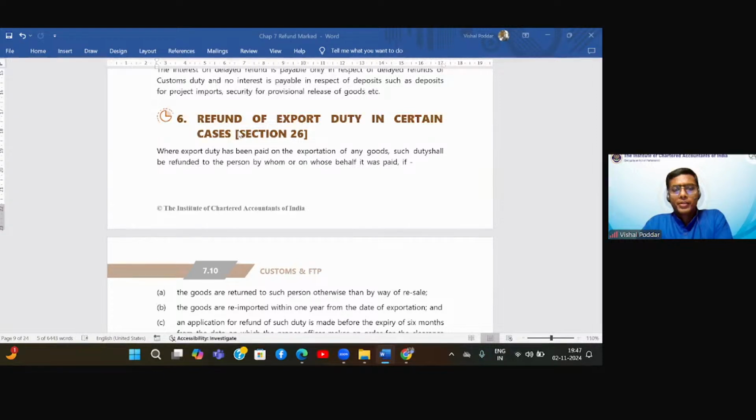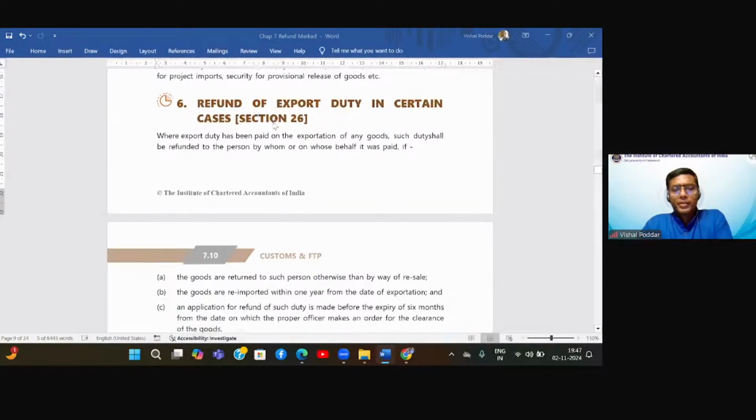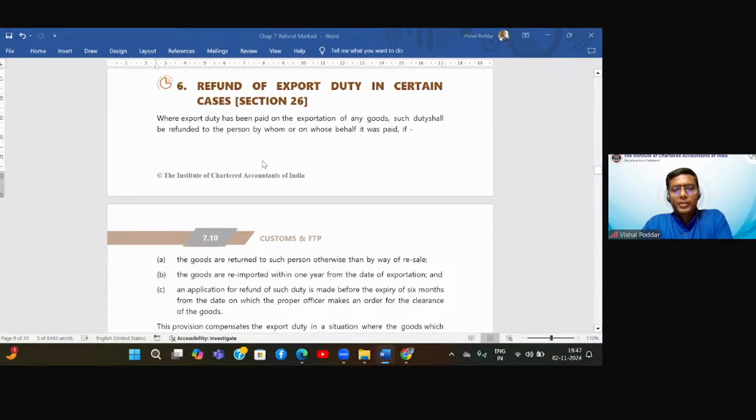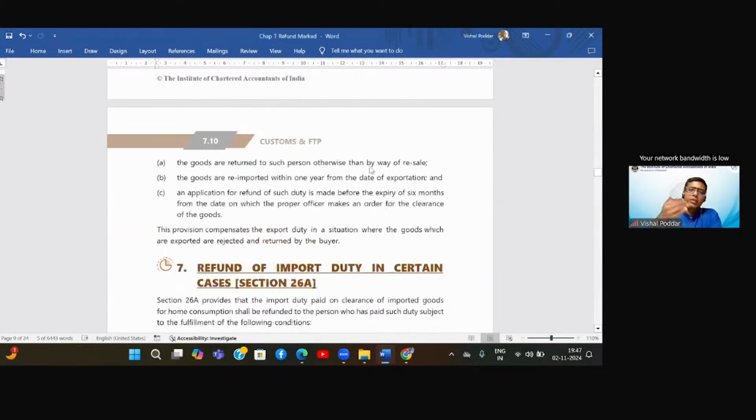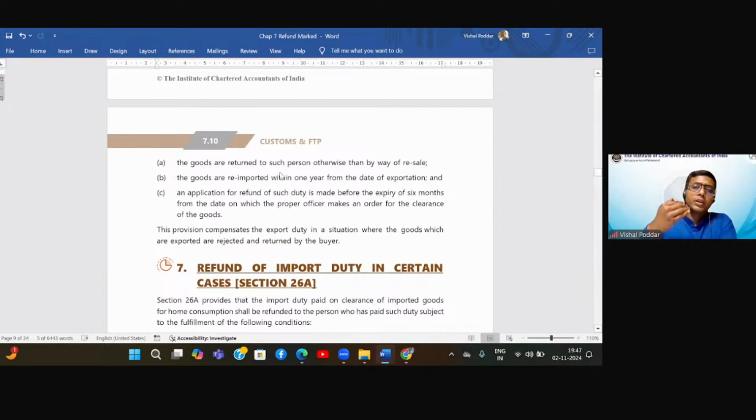What it says: where export duty has been paid on the exportation of goods, such duty shall be refunded to the person by whom or on whose behalf it was paid if one, the goods are returned back, otherwise than by way of resale. So generally it happens that when your sales have been rejected, or let us say when you had sent the goods for exhibition and all, and they have come back. So there is no resale. So whatever export had happened is coming back to you.